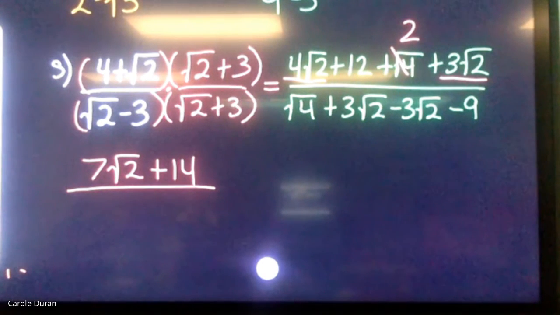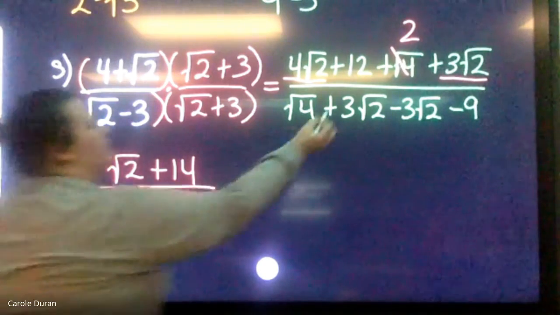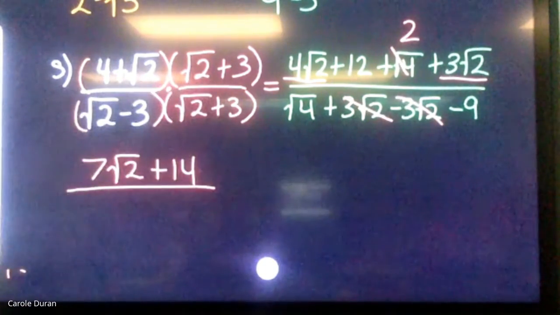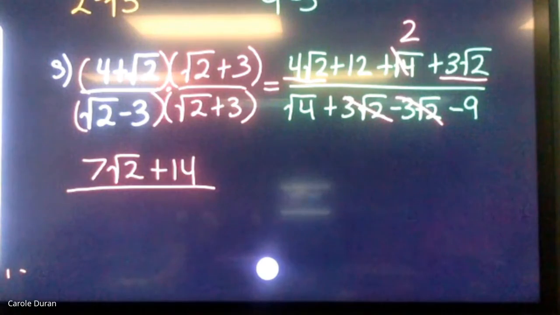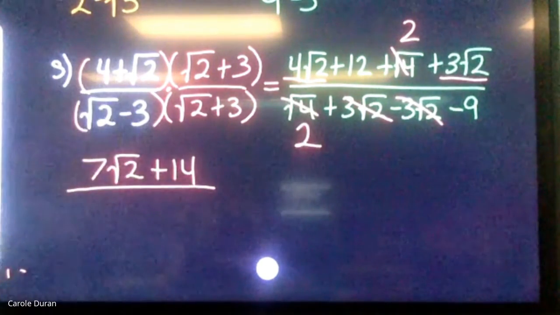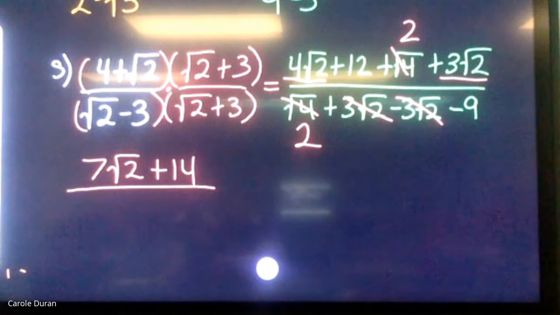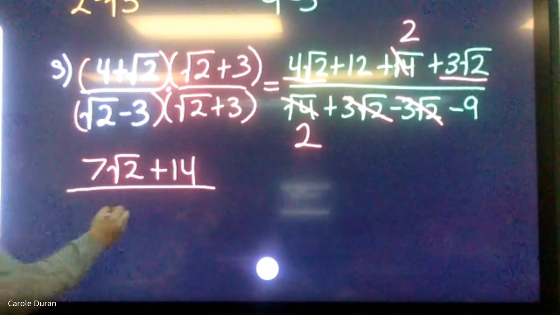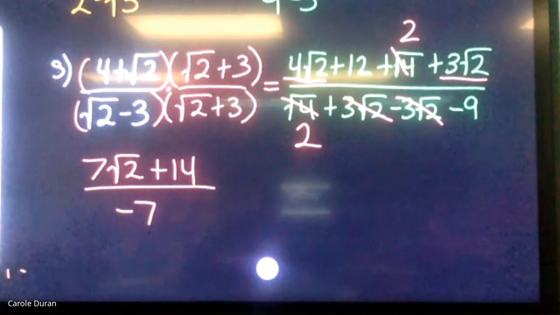Reese, what do I notice from my denominator? The 3 square root of 2 and negative 3 square root of 2 cancel out. Okay, what else? The square root of 4 is 2. Okay, and then what can I do? Minus negative 9. And that becomes what? -7, yep. So what I have is 7 root 2 plus 14 over -7.